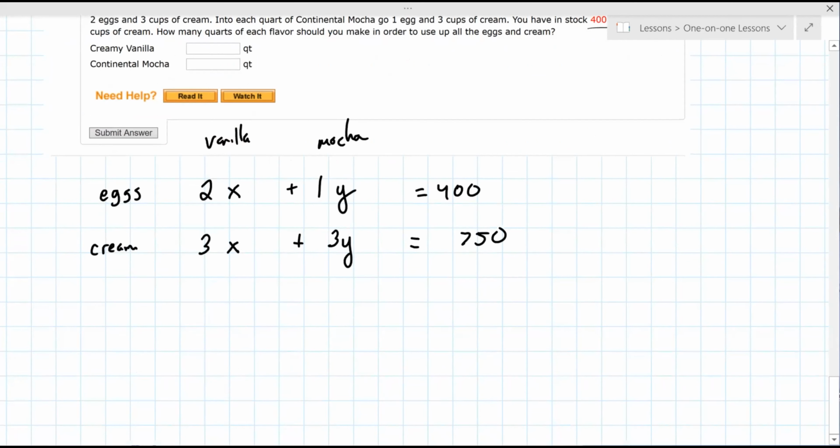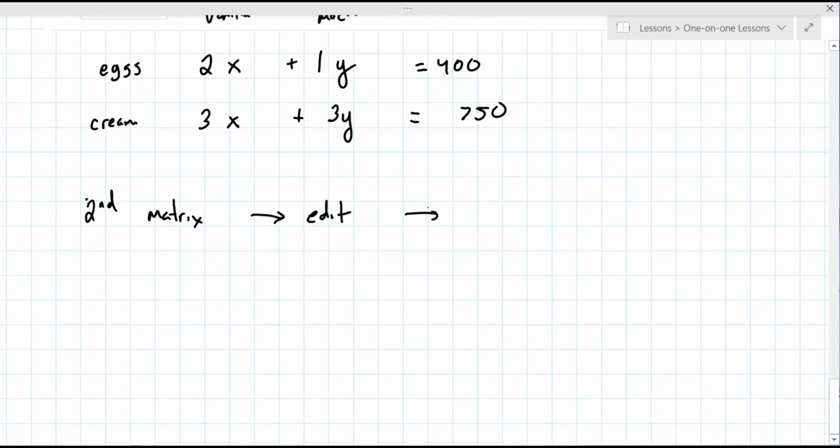Okay. So if you've got your calculator, to me the best way to do this is to get this into a matrix. So second matrix, because I assume you're going to have a calculator. Second matrix, and then you want to go to edit, and you want to set the size of the matrix first. So the size here is going to be 2 rows and 3 columns. So your matrix will look like this when you enter your data in there: 2, 1, 400, 3, 3, 750.